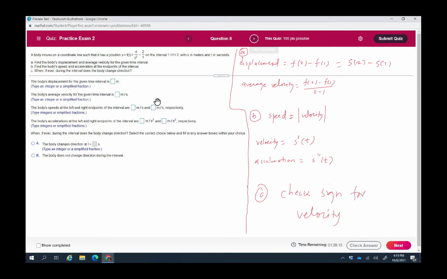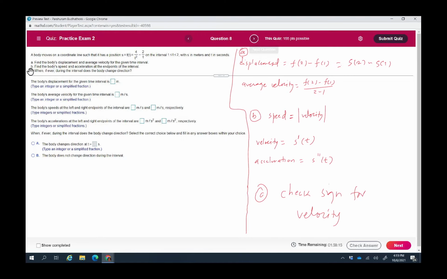First of all, displacement means the difference between the positions of this body. So this is actually the value of the function at 2 minus the value of the function at 1. In this case, you can use either f of t or s, that's the same thing. Average velocity means displacement over time. In our case, it's f of 2 minus f of 1 over 2 minus 1, because that's the time interval we have been given. Speed is the absolute value of the velocity, and we can find the velocity by finding the derivative of the position function. Acceleration means the second derivative of that position function.